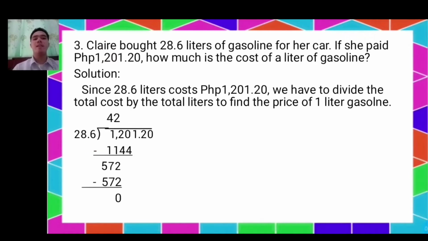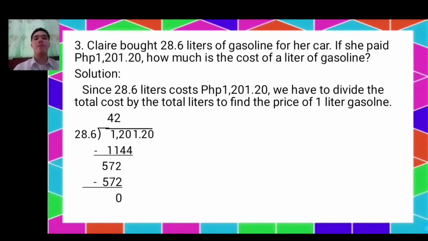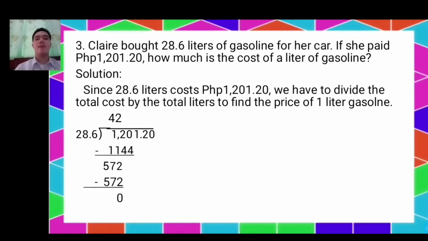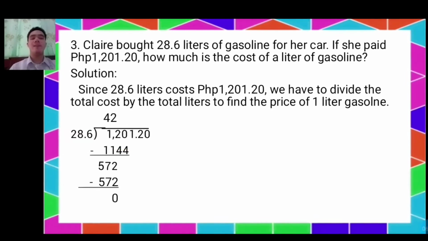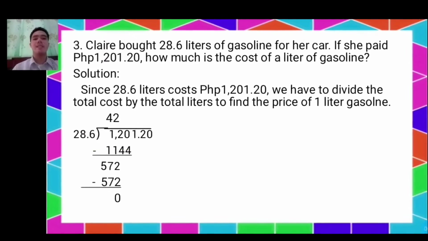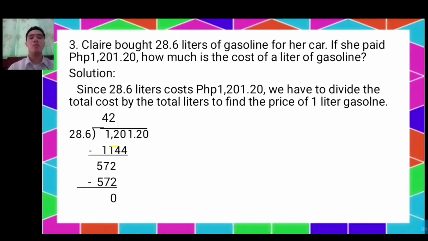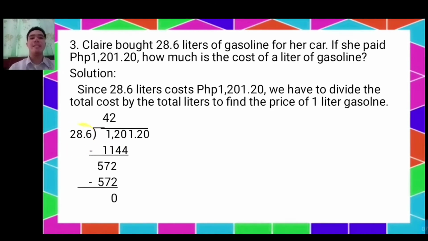As you can see, we move 1 to the right. Therefore, we will move 1 to the right here also. So this will be 12,012. Now, let's divide. 12,012 divided by 286. Okay, so 286. Let's try 3 digits. We have 120. We're unable to divide that by 286.